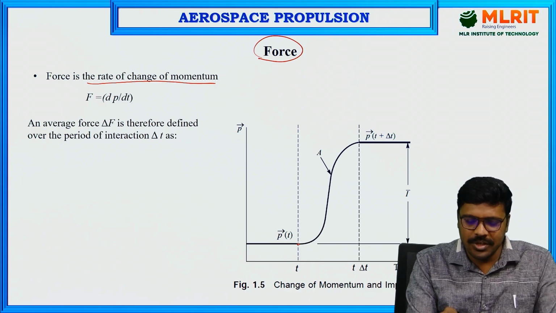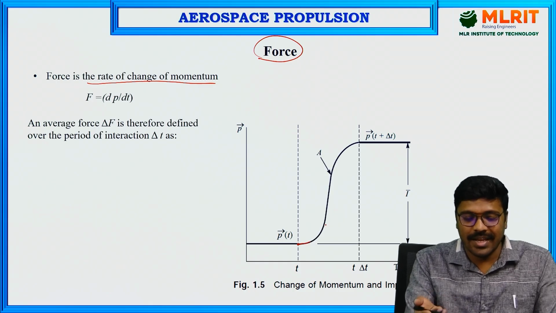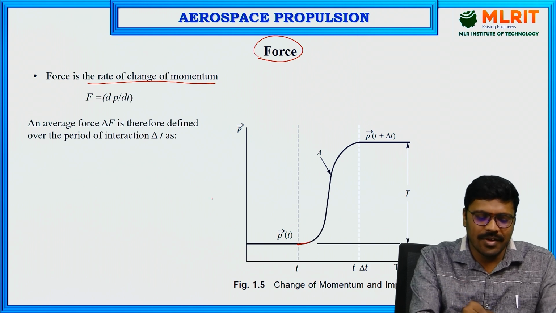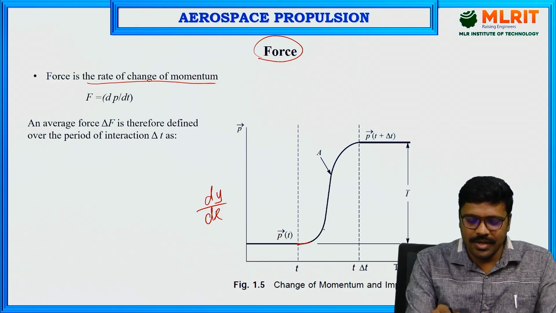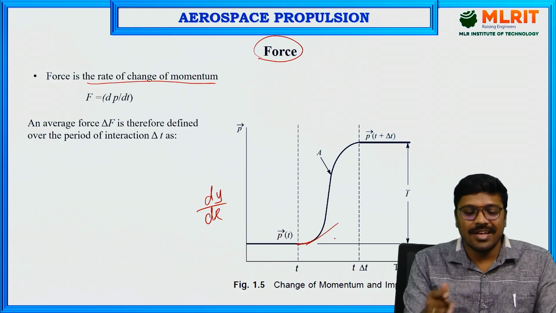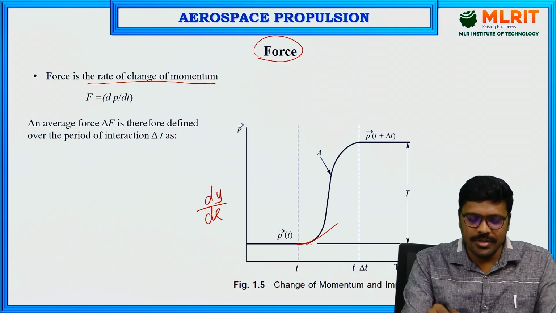Initially, momentum is 0, or there is no change in momentum. Slightly momentum is increasing. So, how do you calculate the rate of change of momentum? That is nothing but dy by dx. If you take the slope at a particular point, that slope will give you the rate. Here the slope is less, and here it increases. Here you can see the slope is very high, and again here the slope is decreasing.